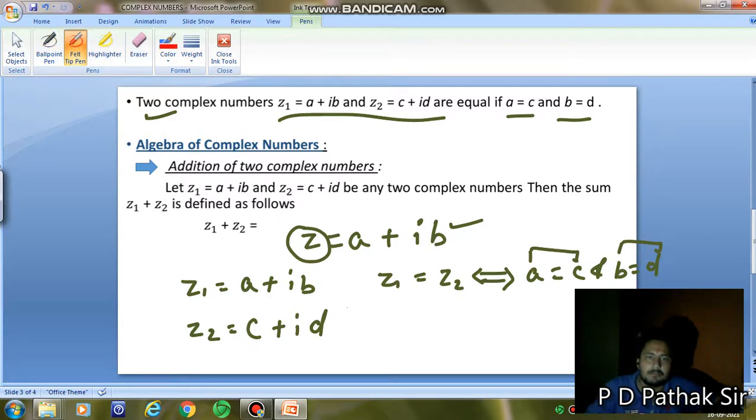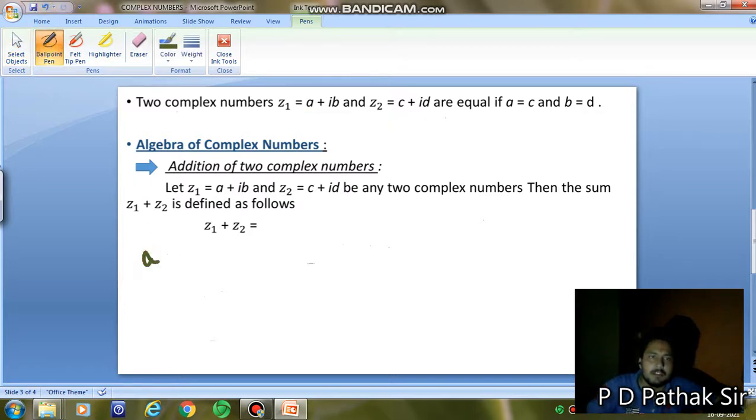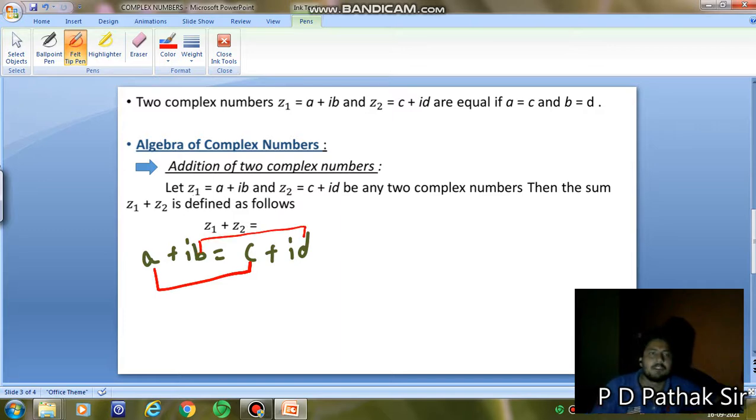Or suppose I take a plus iota b equals c plus iota d, then two complex numbers are equal if and only if a equals c and the imaginary part b equals d. This is a very important point. Now come to the algebra.